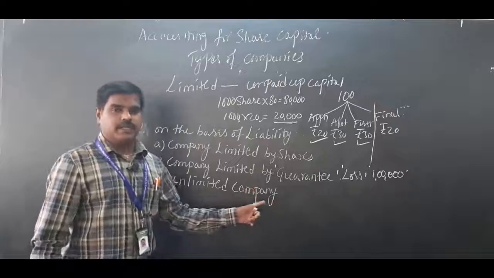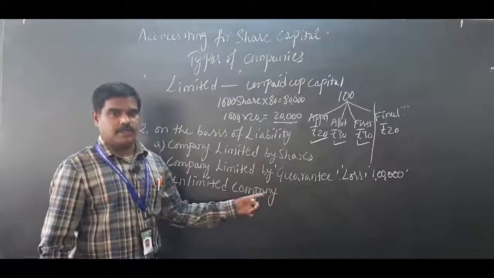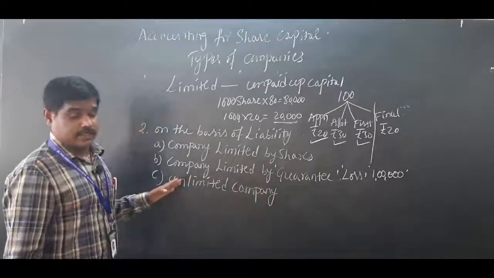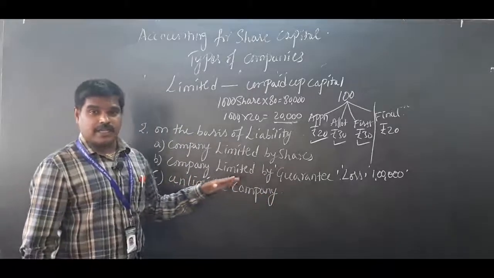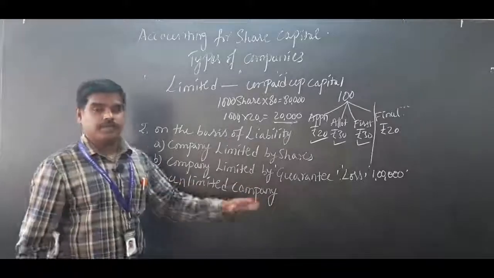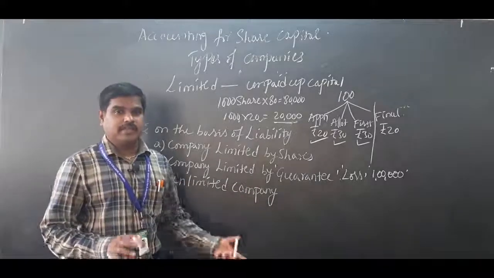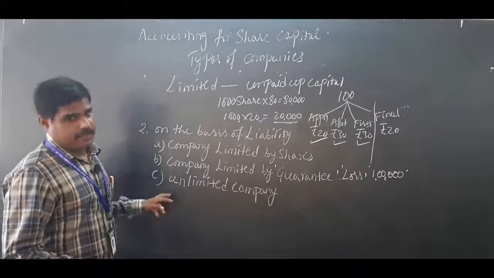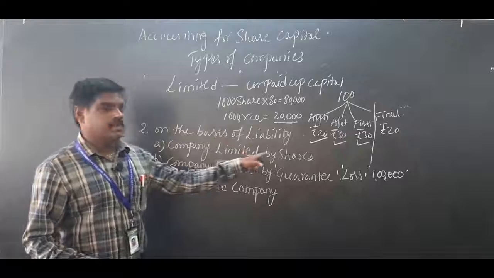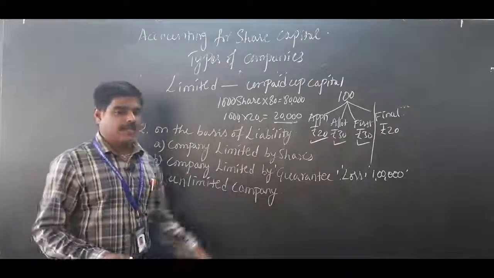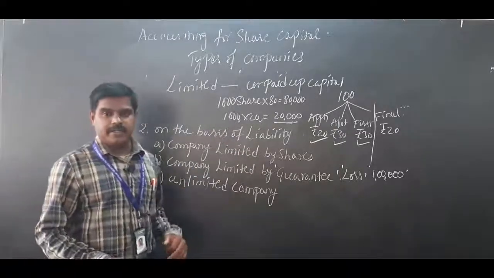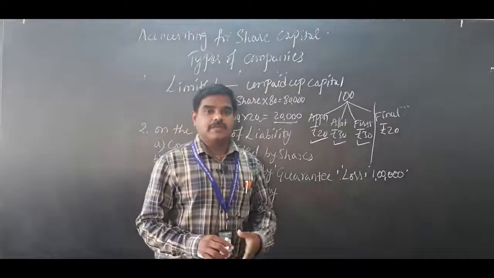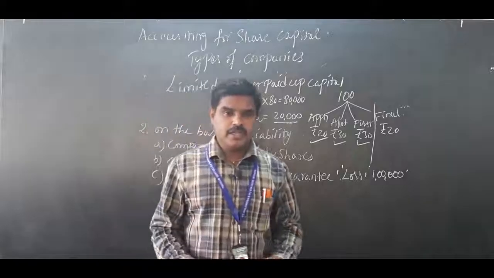Unlimited company: this type of company you cannot see in India, because the Companies Act of 2013 does not give permission to such a type of company. Unlimited liability you can see in sole trading and partnership, but not in the company. So that is company limited by shares, company limited by guarantee, and unlimited company, then public company and private company. So this is about the types of companies. Moving on to the next part.